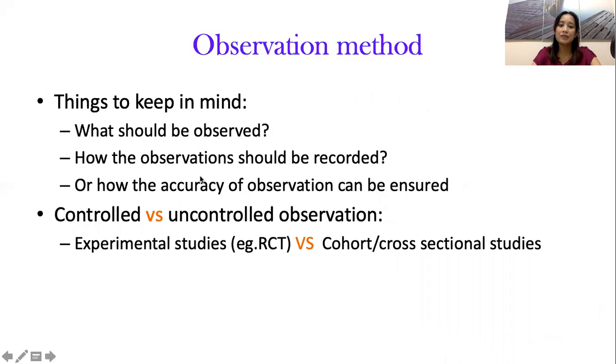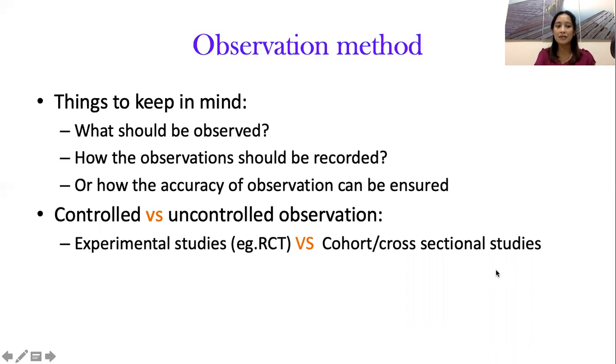Things to keep in mind: what should be observed, how the observation should be recorded, or how the accuracy of observation can be ensured. You can have controlled versus uncontrolled observation. So usually controlled is experimental studies, RCT. You control the intervention. But in cohort or cross-sectional study, you don't control their exposure. The exposure will depend on the person. So for example, in cohort cross-sectional studies, an example of an exposure is smoking. You don't control whether the patient is smoking or not, or the amount of cigarettes they smoke.